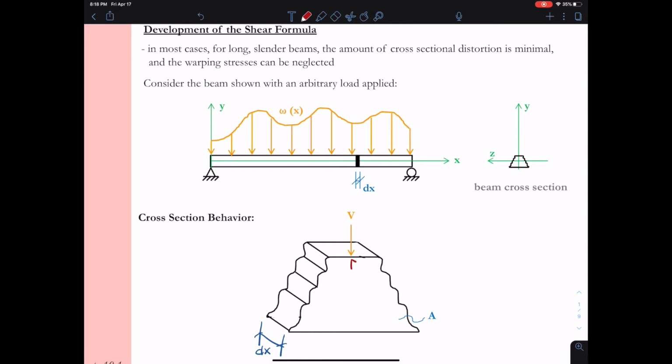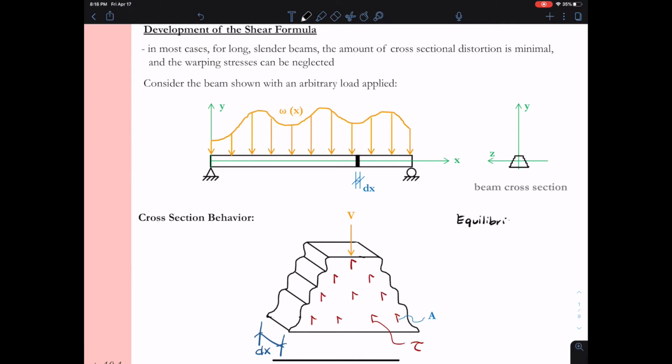Well, I have little forces in my cross-section. These are going to be stresses. The stress is going to be smeared across the area of the cross-section, right? Force over area gives us stress. So the stress is smeared across this cross-section, and I have a bunch of these little stresses. These little stresses are going to be our shear stress, tau. Tau is our shear stress, and it's going to counteract the applied shear V.